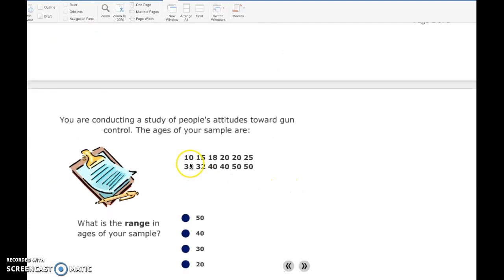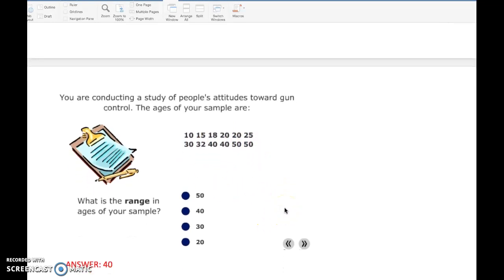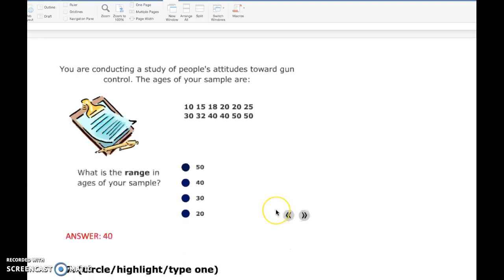Okay, you are conducting a study of people's attitudes toward gun control. The ages of your sample are 10, 15, 18, 20, 25, 30, 50. What is the range of ages in your sample? Bing! 40. The way to calculate the range: take the highest value, subtract the lowest value. 50 minus 10 gives you 40. I don't love the range because it doesn't really tell me what the max and min are. I could get a 40 by lots of combinations of numbers, a 60 and a 20, a 70 and a 30. So I actually just prefer to give the min and the max. I think it's more useful to people reading my results.